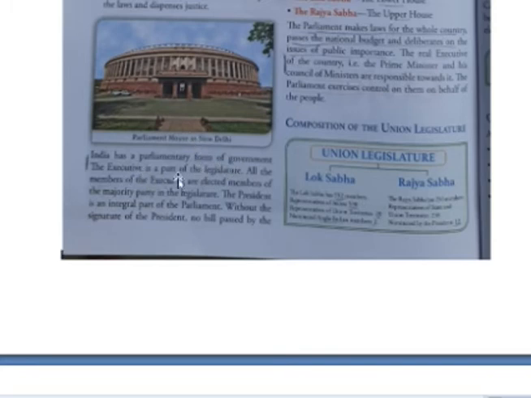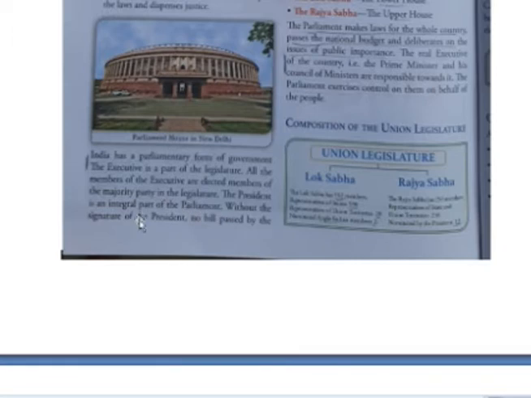Okay, means all these are the members of parliament, and all the members of the executive are elected members of the majority party. Majority party means in parliament which party is in the majority. Like at the present, BJP is the majority party. So that party elects those ministers or those legislatures.